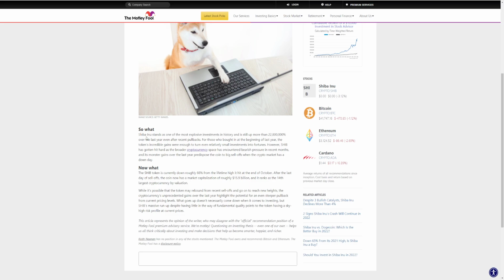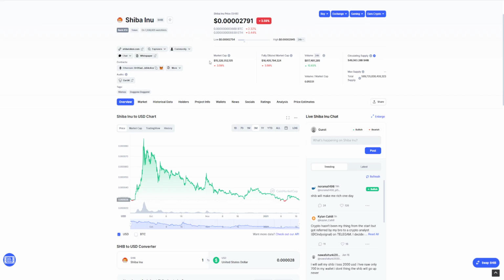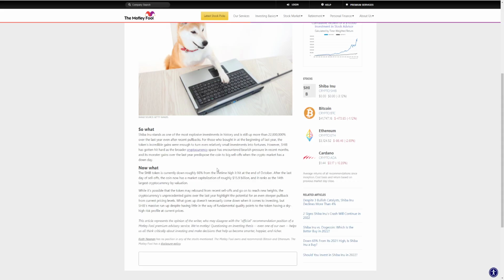So what? Shiba Inu stands as one of the most explosive investments in history and is still up 22,800,000% over the last year, even after the recent pullbacks. And the question becomes, now what is going to happen? Shiba Inu sitting here at a $15.3 billion market cap. Where are we going to go from here?